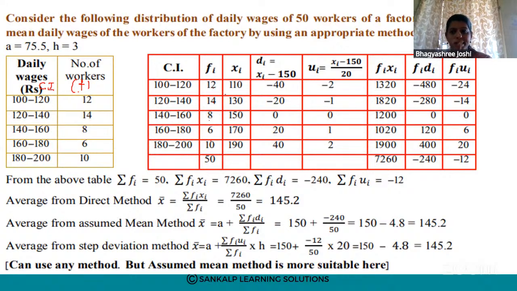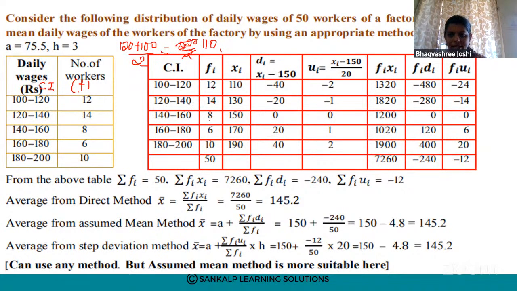Next, we need to calculate xi. Why? Because in the direct method we want sigma fi xi. Sigma fi xi means first we need to find xi, then multiply fi into xi, then only you will get sigma fi xi, right? So first we need to find xi. Xi is calculated as lower limit plus upper limit divided by 2. In the first class interval, 120 plus 100 is 220, divided by 2, that is 110. So the first value is 110.